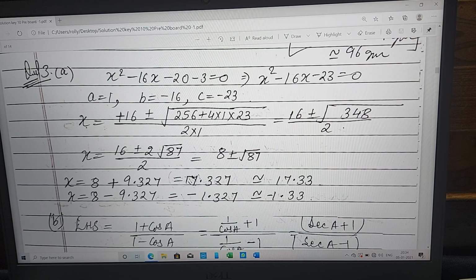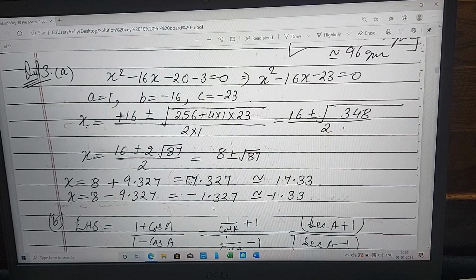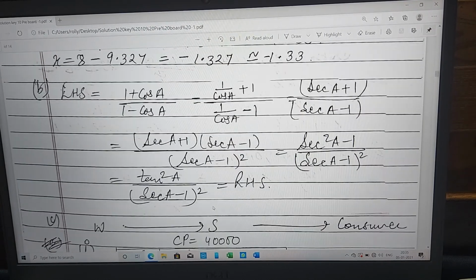So 1 will be added to the previous number, that means 17.33. The same will be done in the other value also, which you have taken with the minus sign. Here also people have not done it correctly.